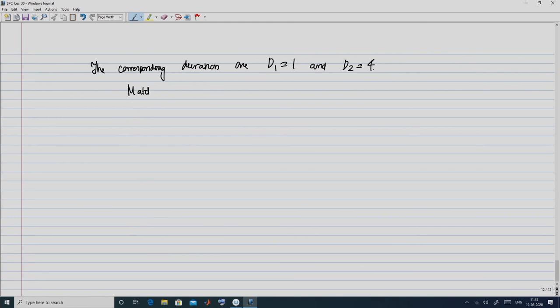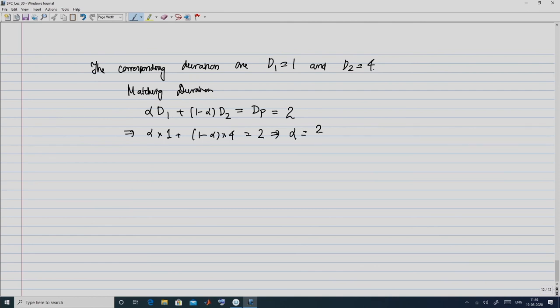So then we do this matching duration, and what is this going to be? It is the weight of the first bond times duration D1 plus weight of the second bond times duration D2, which is equal to the duration of the portfolio, which is 2. So this implies alpha times 1 plus 1 minus alpha times 4 is equal to 2, which implies that alpha is equal to 2/3. So that means you have to assign 2/3 weight to the first bond and 1/3 weight to the second bond.